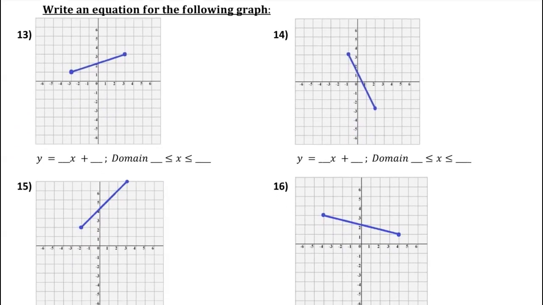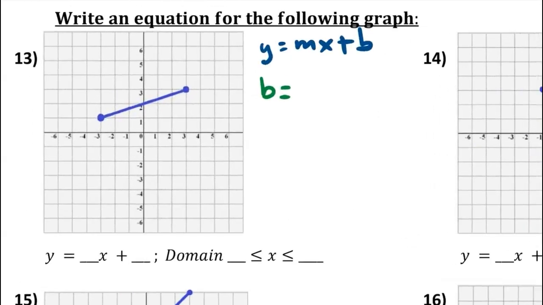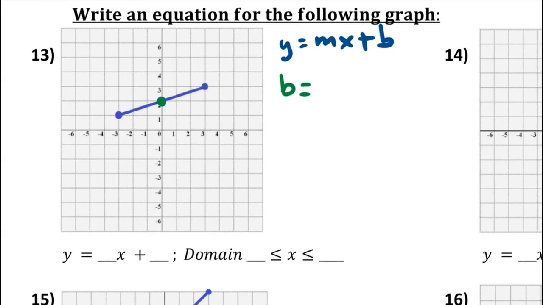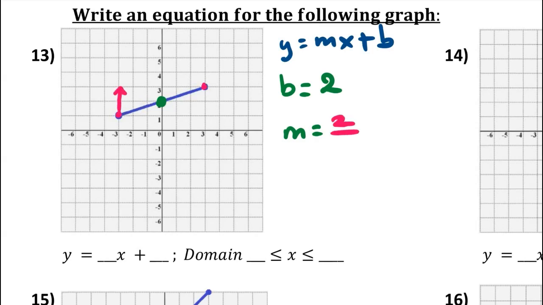Okay, so first, to write an equation, y equals mx plus b, you need to know what is your beginning. In problem 13, the beginning is where they cross the y-axis. B is 2. For the slope, you need to know how many rise and how many run. From this point to that point, you go up 2, over 1, 2, 3, 4, 5, 6. You go sideways 6. Up 2, sideways 6. We can reduce this by 2. So that will give you 1/3.